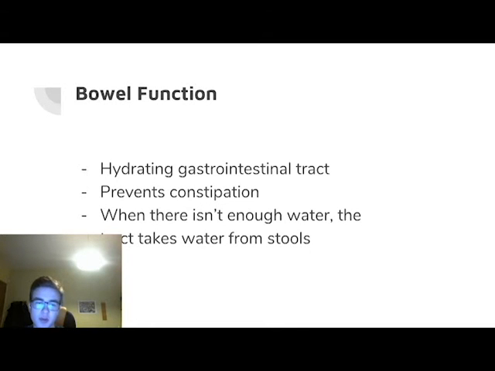Another very significant thing water does is hydrating our gastrointestinal tract, and it prevents constipation. When there isn't enough water there, the tract takes water from our stools, which is basically our feces, and then we will have problems excreting them.